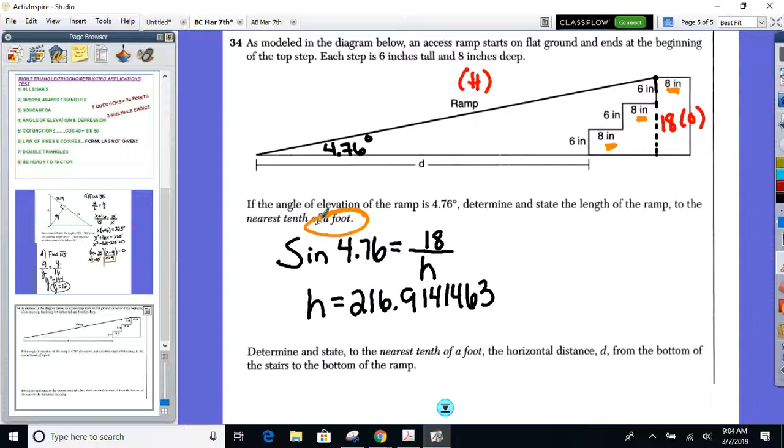Reading, yes. Little details. The diagram is in inches. I asked for the nearest tenth of a foot. So right now, our answer is in inches. So now I have to take this and divide by 12. Yep, tricky, tricky. No, I did get you. There's no almost there. Divide by 12, now to the nearest tenth of a foot, 18.1.